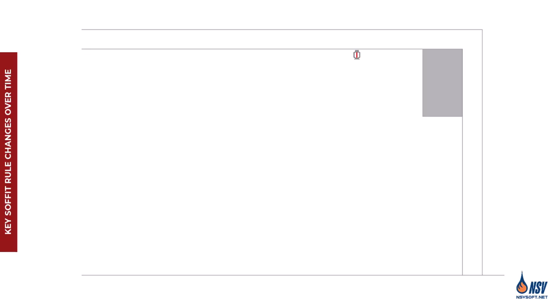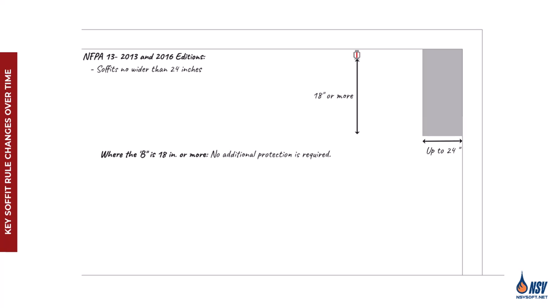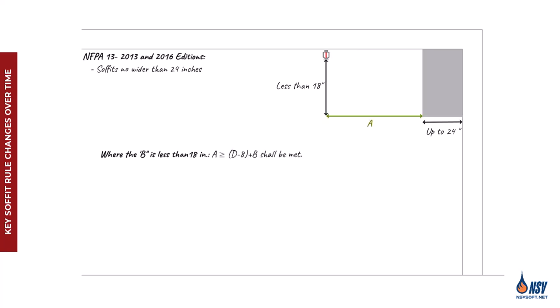The Soffit rules for upright and pendant sprinklers have experienced two significant changes in NFPA 13, 13R, and 13D over time. First, in the 2013 and 2016 editions for soffits no wider than 24 inches, the distance between the sprinkler deflector and the bottom of the soffit influenced the requirement for a supplemental sprinkler. If this distance was 18 inches or more, a supplemental sprinkler was not required. Otherwise, the soffit was treated similarly to those up to 30 inches wide.